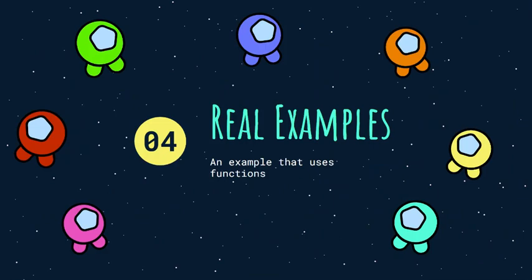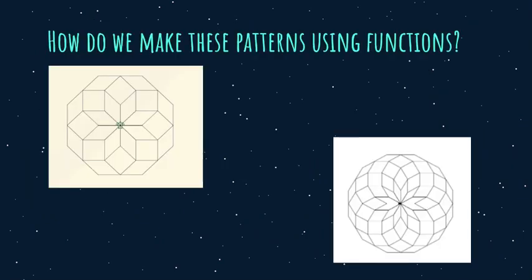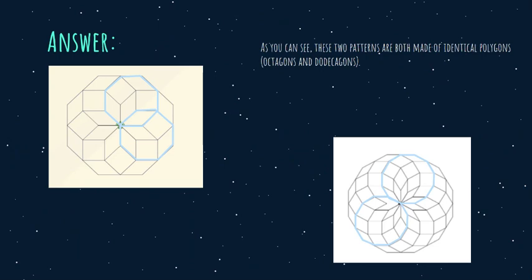Real examples. An example that uses functions. How should we make these patterns using functions? As you can see, both of these patterns are made of identical polygons, octagons and dodecagons, repeated.